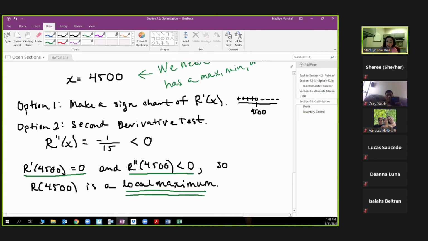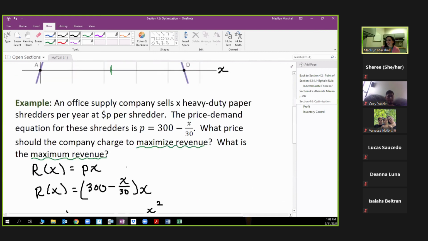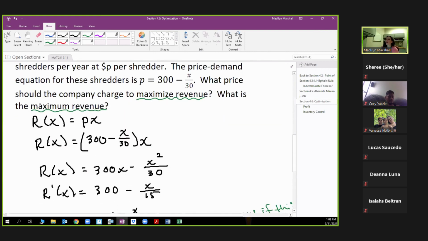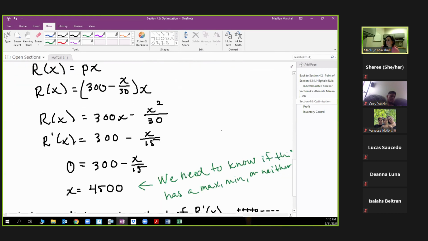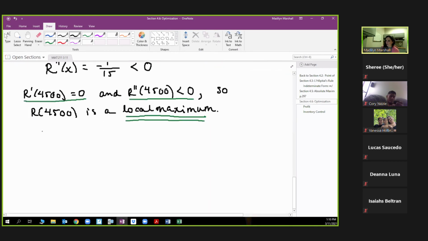So we haven't actually answered the questions that were asked though, so let's go up again. The questions were, what price should the company charge to maximize revenue? And what is the maximum revenue? We haven't answered either of those questions. We found x, which is how many paper shredders they need to sell. So if we know that x equals 4,500 is going to give us a maximum revenue, how can we figure out what price we should charge?